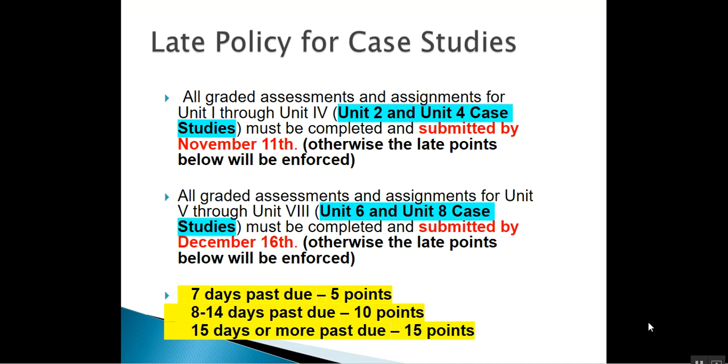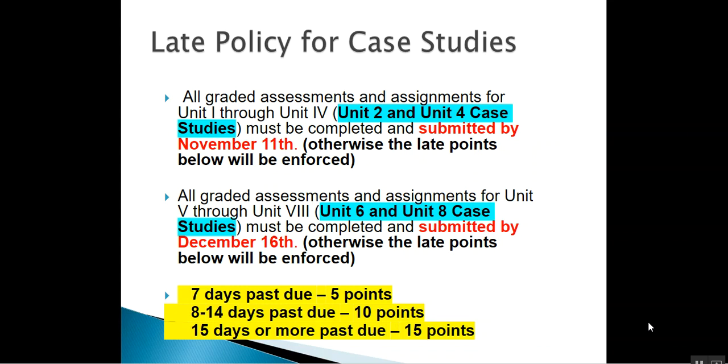The next topic I wanted to talk about is our late policy. You have 2 case study assignments, one in Unit 2 and one in Unit 4, and both of them must be submitted by November 11th. That's the end of Unit 4. Of course, you can submit them early, and I'd appreciate it if you would submit them sooner, the better.